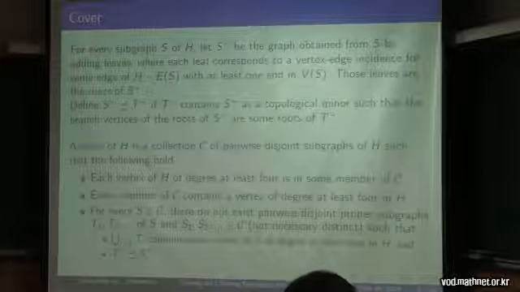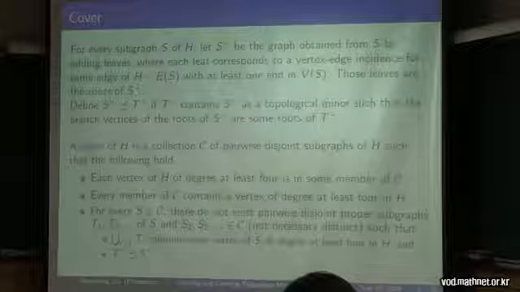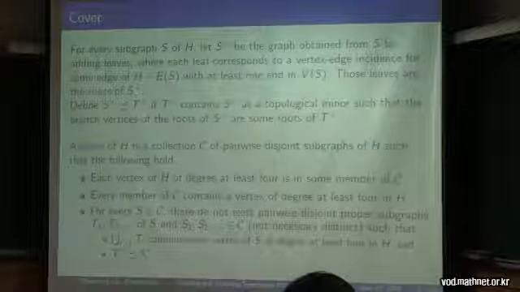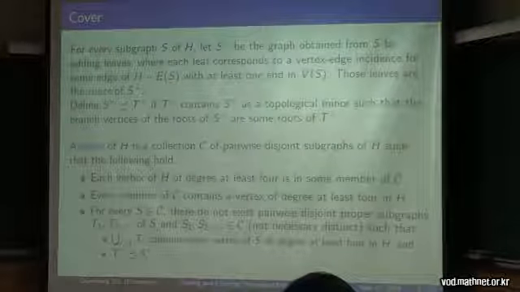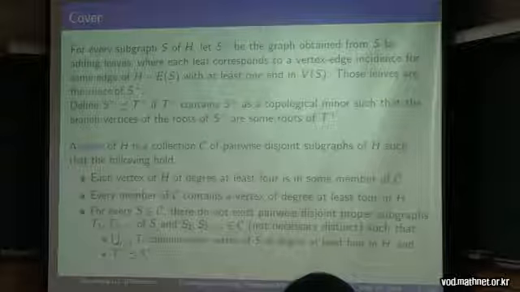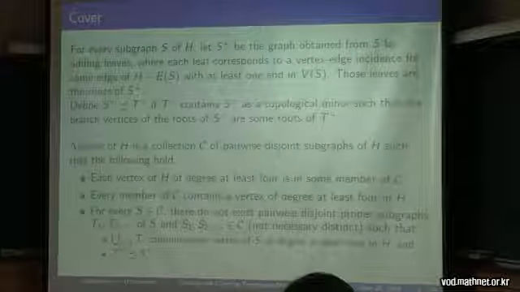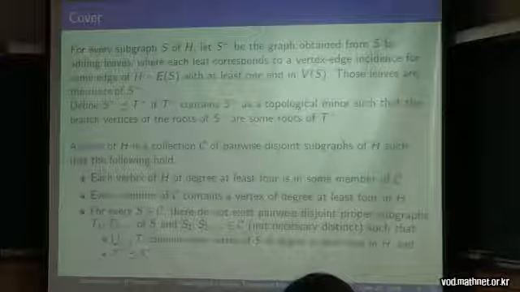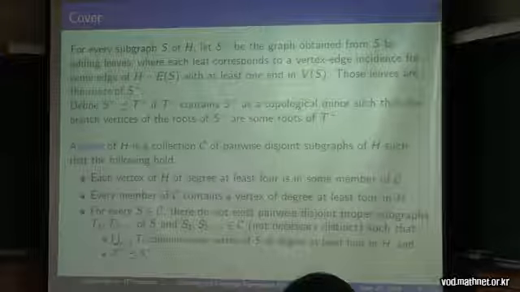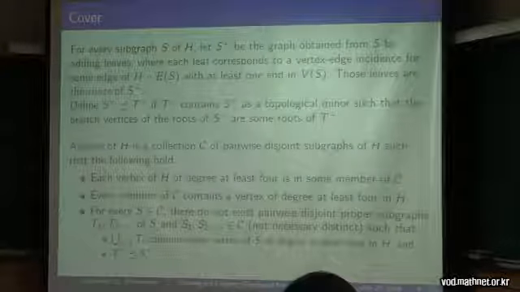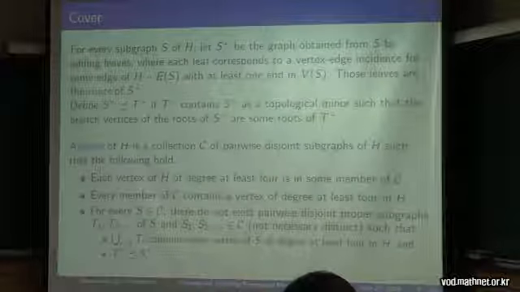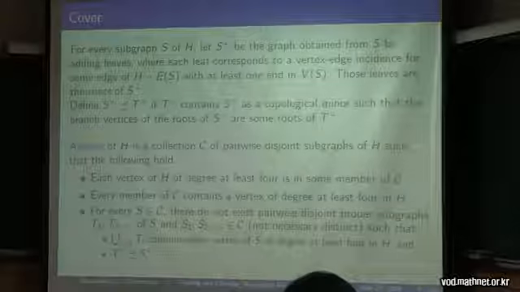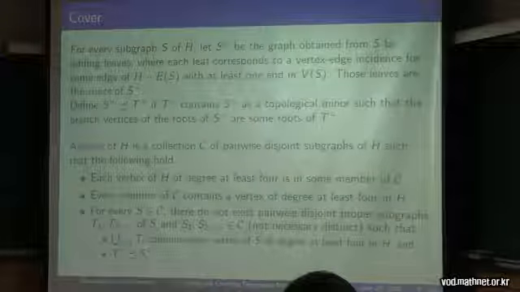So now I can define a notion that's called a cover. A cover of a graph H is a set of disjoint subgraphs of H such that the following holds. The first condition is that every vertex of degree at least 4 in H should be contained in one member of the cover. That's why it's called a cover. The second condition says all the members are required, meaning that every member should contain at least one degree 4 vertex in H. And the third condition is a minimality condition.